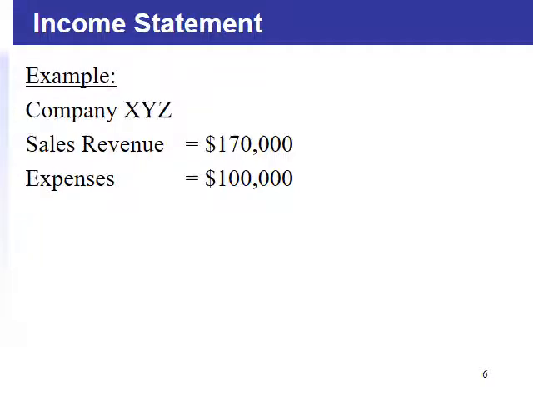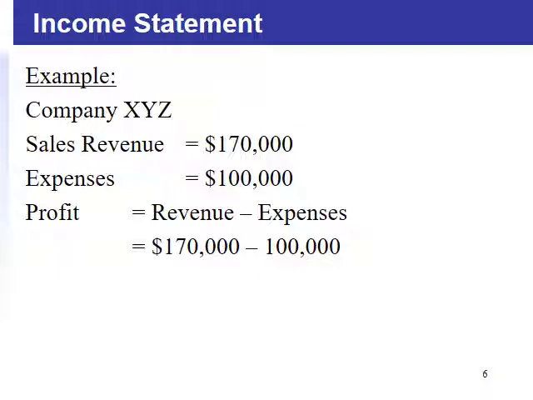Let's look at one example. Company XYZ. The sales revenue is 170,000 and expenses are 100,000. So to find profit, we simply take revenue minus expenses. So 170,000 minus 100,000 gives you 70,000 profit.